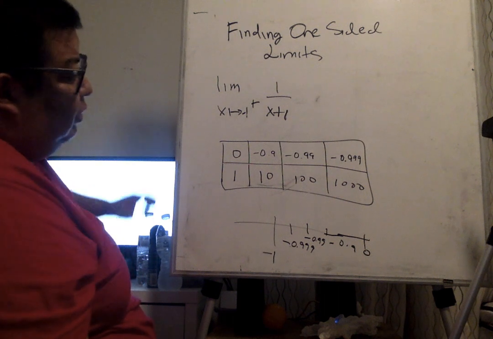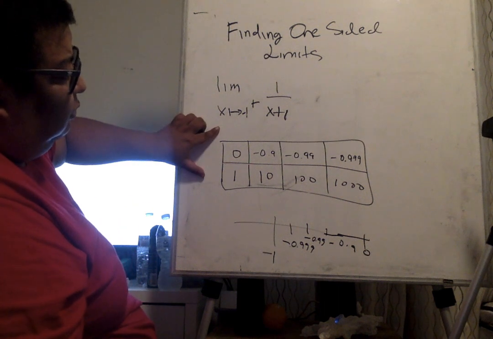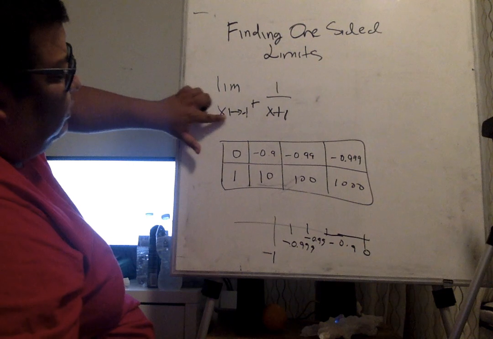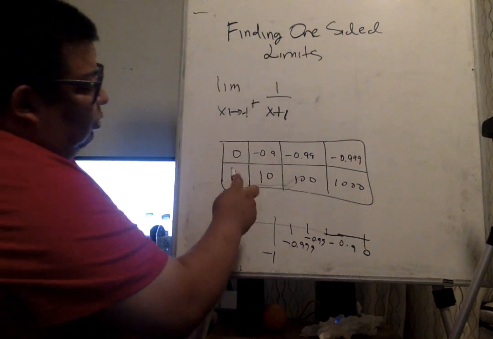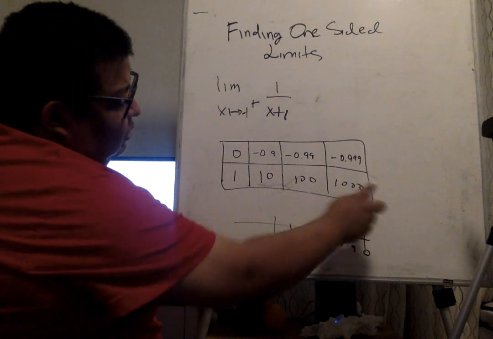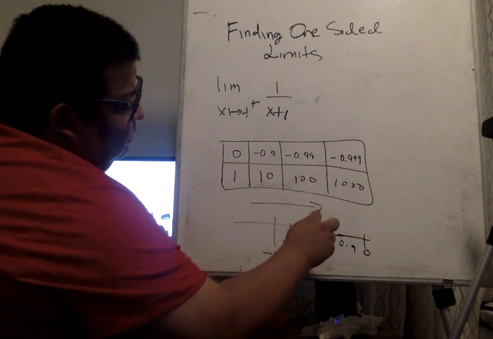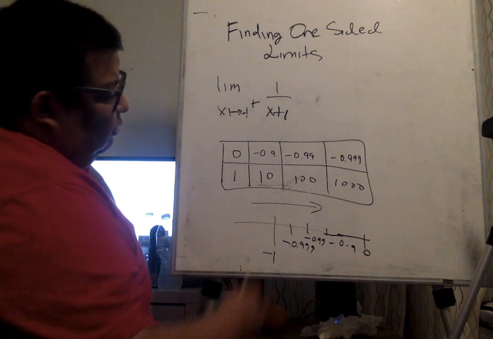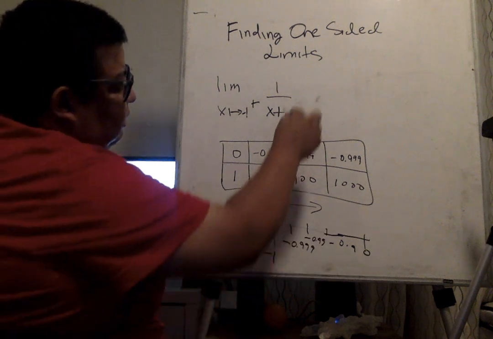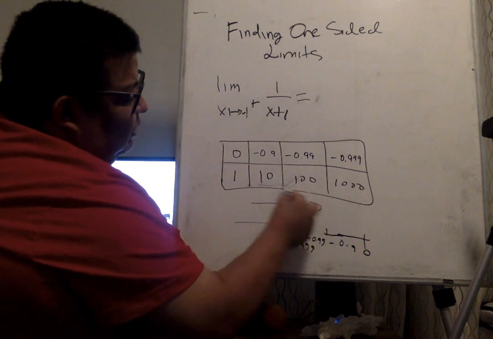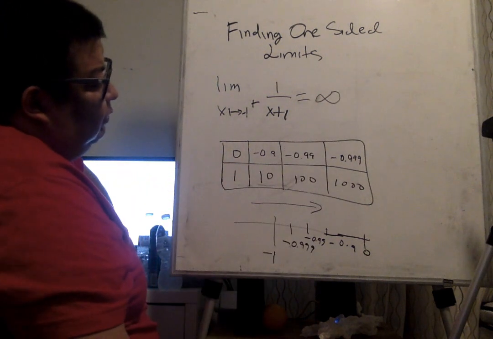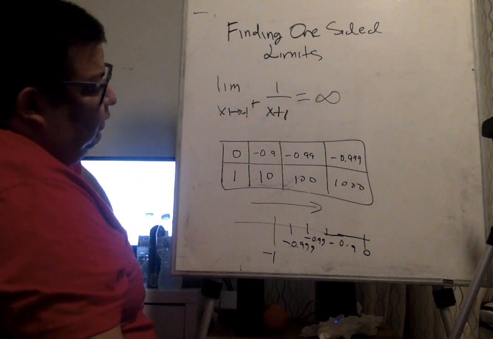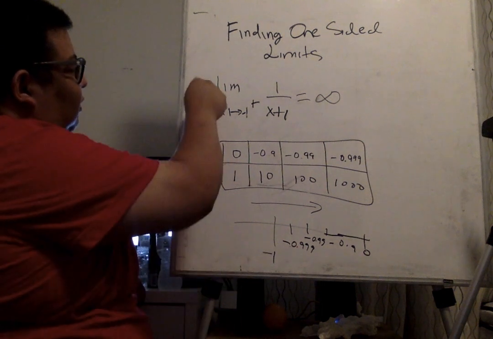So looking at this table, the limit as x approaches -1 from the right of 1 over x plus 1. Remember, we're approaching -1, so it's getting bigger. That means the limit is increasing fast, so we're going towards infinity. So the limit is equal to infinity. That is problem number 1.